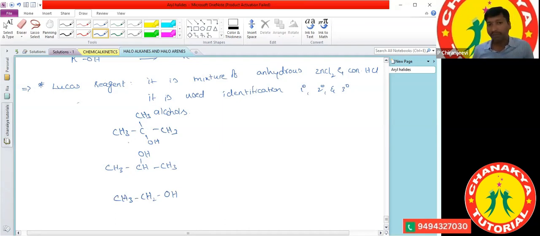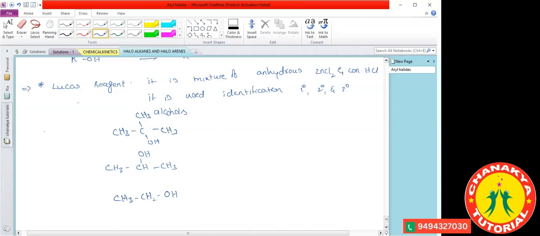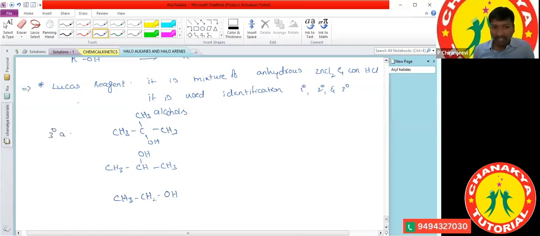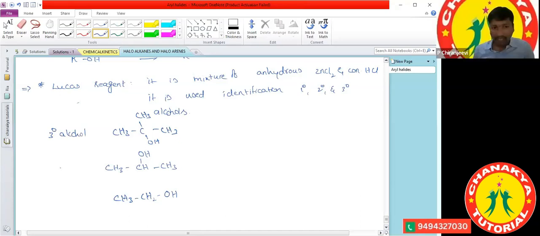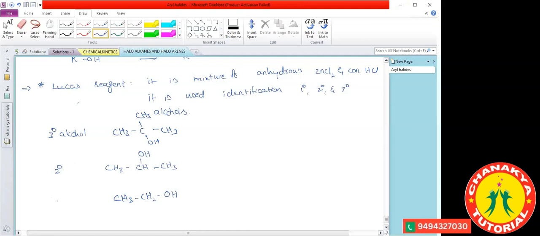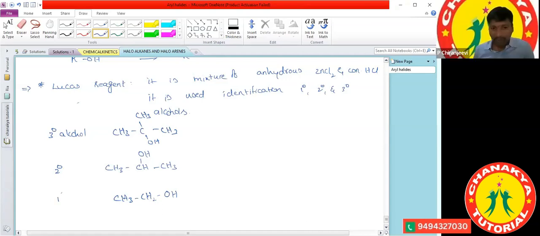First structure, any one of you? Kathy, Aditi. Sir, is it tertiary? It is the tertiary alcohol. Second structure? Secondary, sir. And the first structure? No, it's primary, sir. The first one is primary because the OH group is attached to a primary carbon. This one is the secondary carbon. This one is the tertiary carbon.